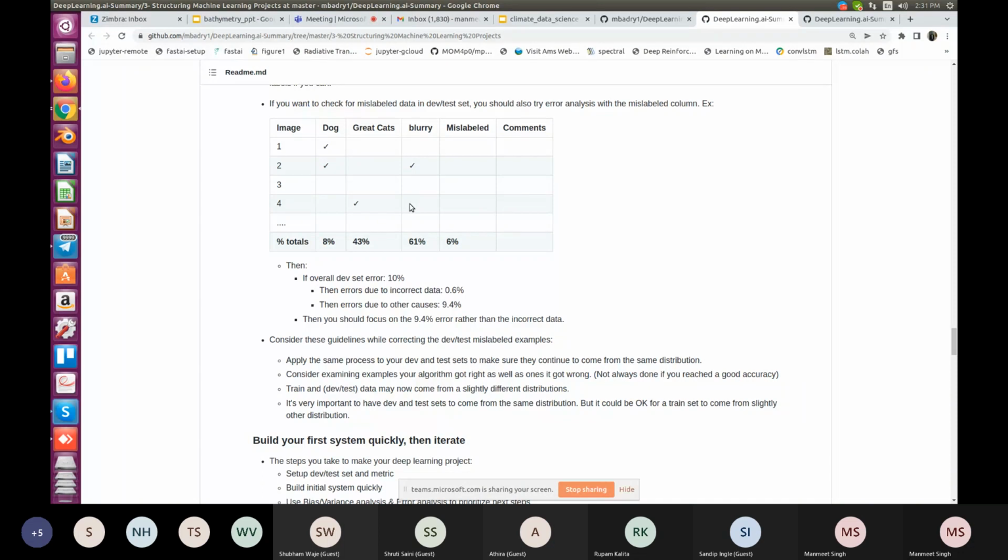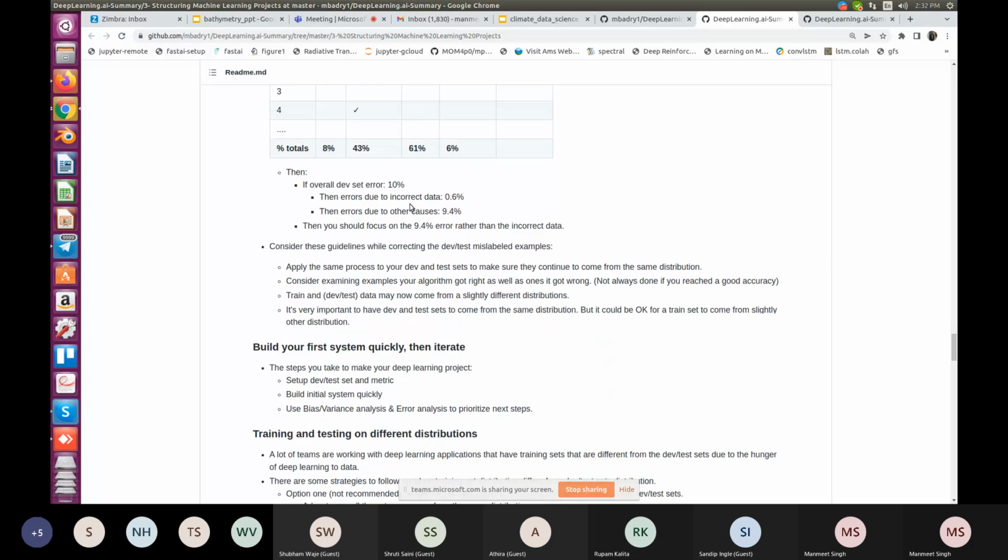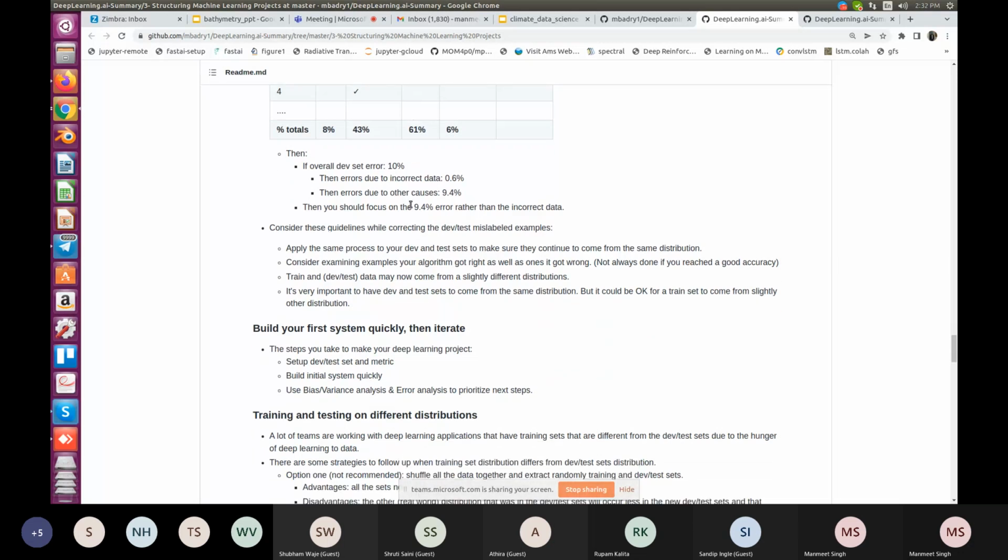Then you should focus on the 9.4% error rather than the error due to incorrect data, because you can't do anything about that. Your input itself is coming with an error, in that your labels themselves are not correct. There are various guidelines to apply when correcting the dev or test mislabeled examples. One of them is to apply the same process to your dev and test set to make sure that they come from the same distribution.